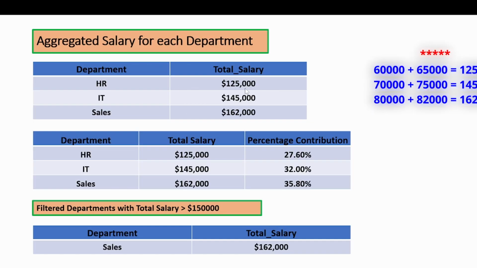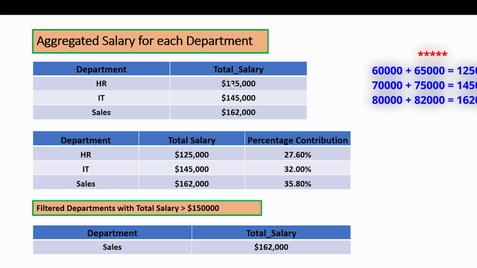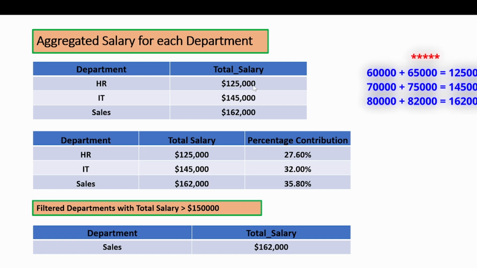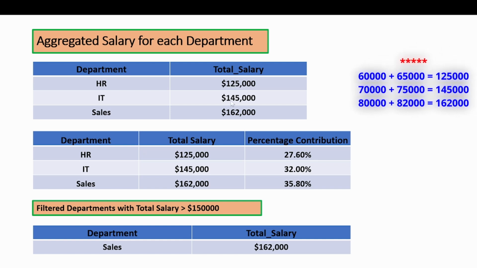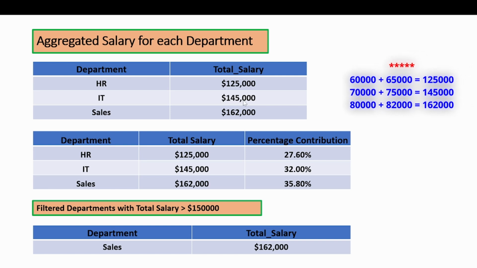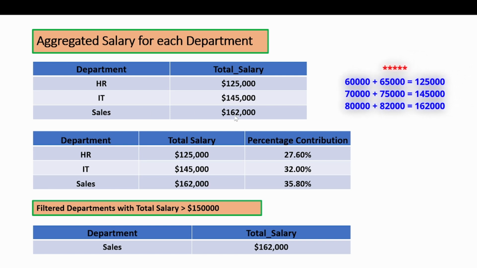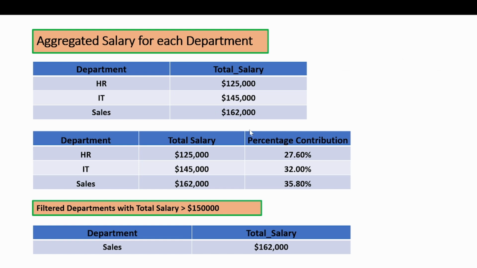If we wanted to find the aggregate salary from each department, so for HR department, we can say 62,000 plus 60,000, it would be 1,25,000. Similarly, for IT department, 70,000 plus 25,000, it will be 1,45,000. And for sales department, 80,000 plus 82,000, it will be 1,62,000. We can also get the percent contribution for each department. So how much salary is going to IT department or HR department or sales department? We can do so by getting the total salary for each department, and then we can divide it by the total salary from the employee table. So that will give the percentage in each department.